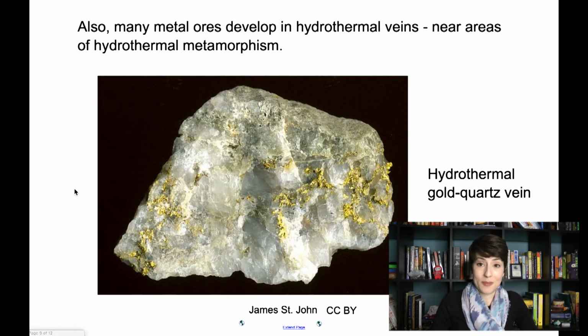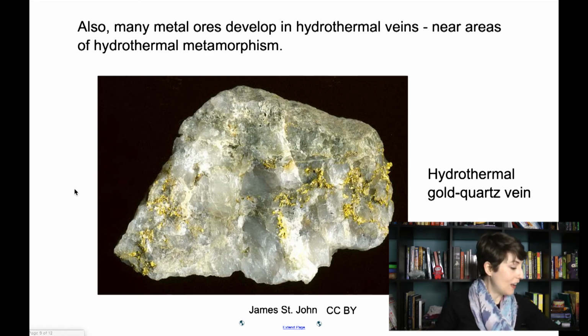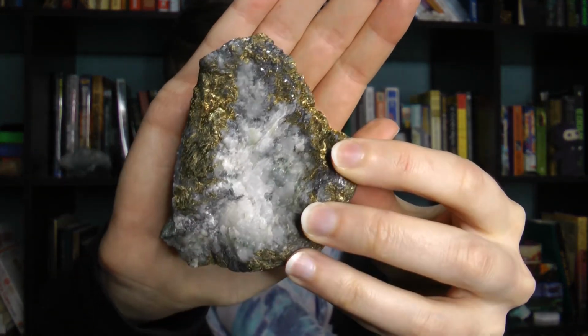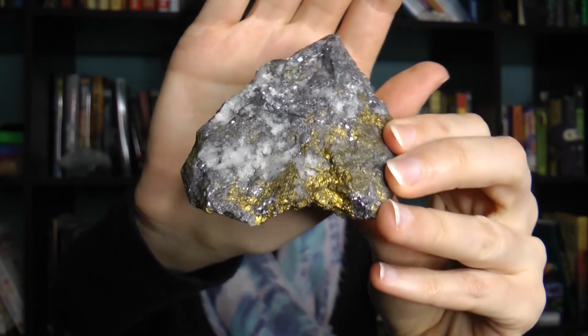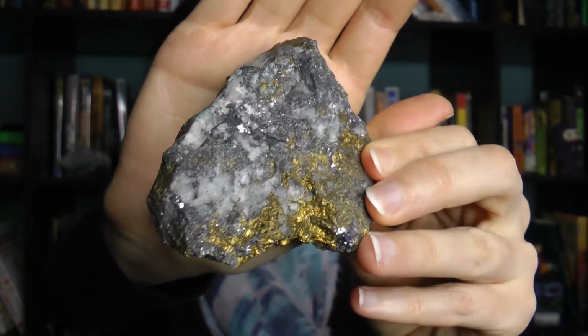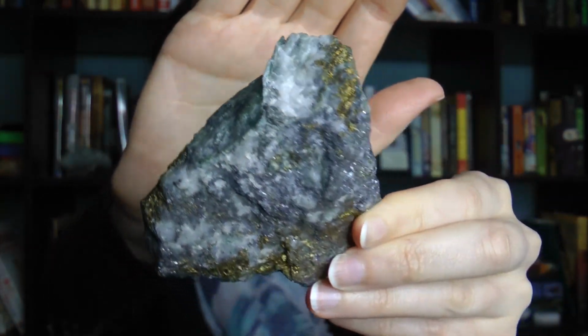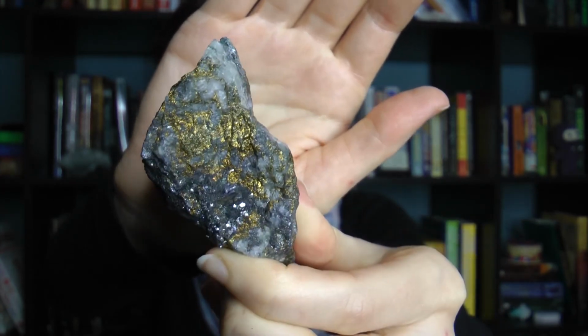Another interesting feature of metamorphic rocks. Many metal ores develop in hydrothermal veins. Remember, hydrothermal metamorphism is one type of metamorphism. So here's a nice picture of a gold quartz vein. I have a fun rock here, which is just hanging out in my house, which is made up of a variety of metals. And likely there's some quartz in there as well. It's pretty cool looking when you see it up close.